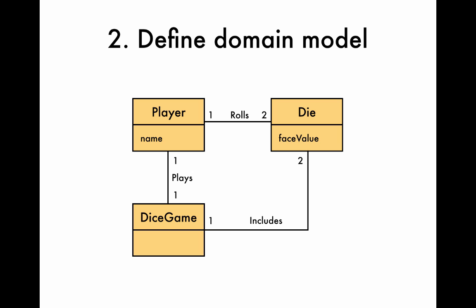Next, we define the domain model. We decide that the concepts involved in the dice game domain are the player, the dice, and the game itself. We also add major attributes for the concepts. For example, a player has a name and a die has a face value. Then we loosely describe how the concepts relate to one another. A player rolls 2 dice. A dice game includes 2 dice, and a player plays 1 dice game.